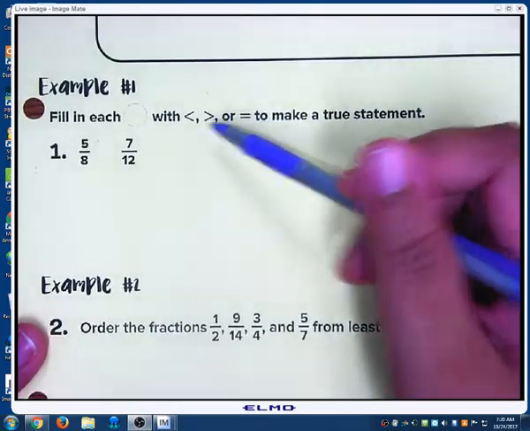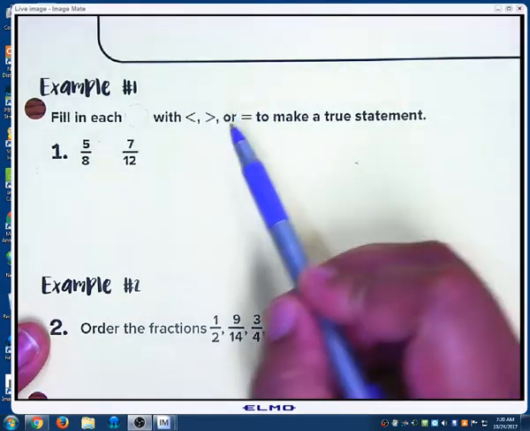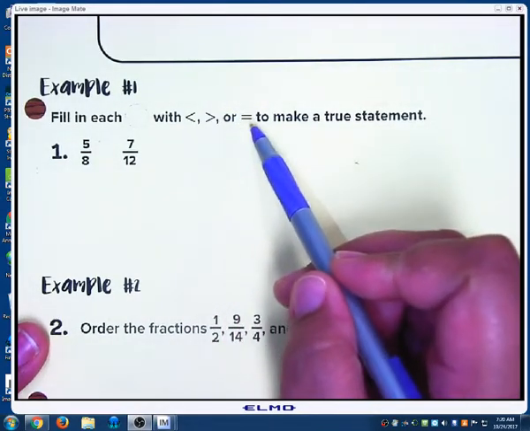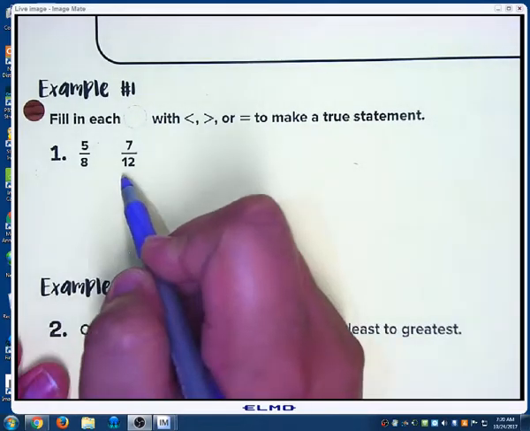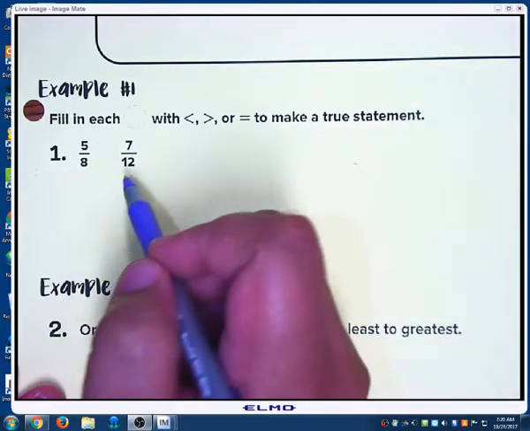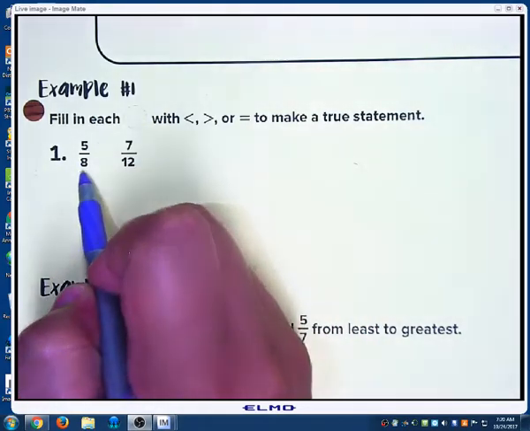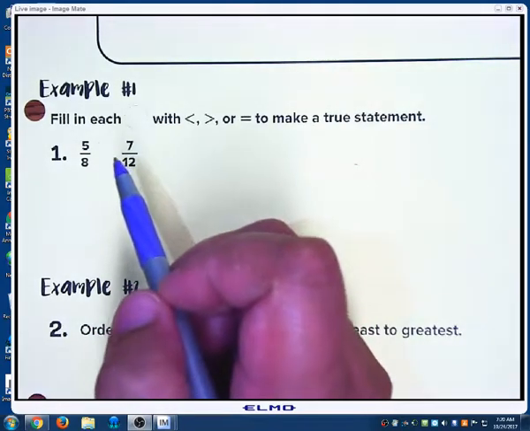Example 1 says fill in each bubble or circle with less than, greater than, or equals to make a true statement. So I have 5/8 and I have 7/12, and I need to make sure that they're both in the same denominator. I look at 8 and I look at 12, and I have to think of a number that both of those can go into.